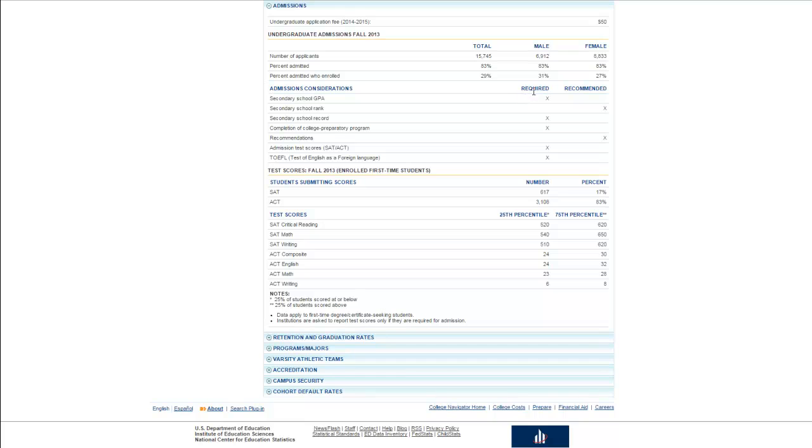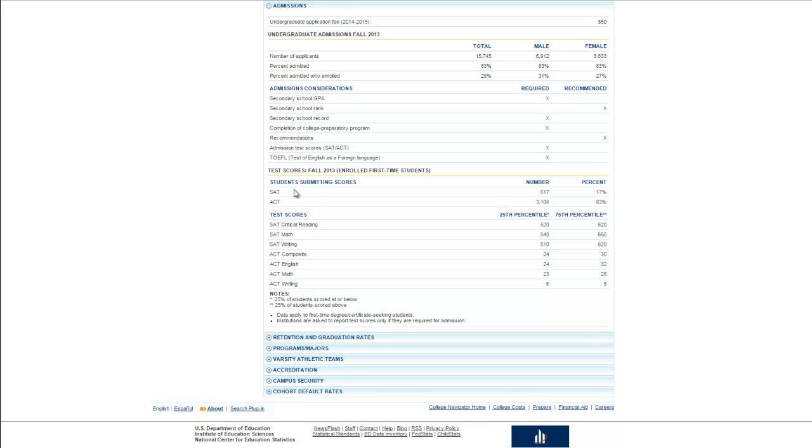So you can say, okay, I've got to have a GPA. I really need to have an ACT or an SAT score. Some schools are now saying that's optional. So this is a way for you to figure out, do I have to take the ACT or the SAT? Of course, all Alabama public school students now take the ACT in the 11th grade.